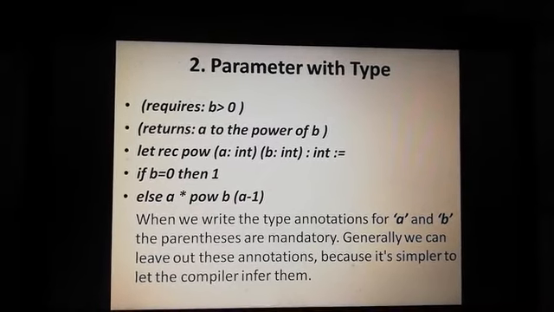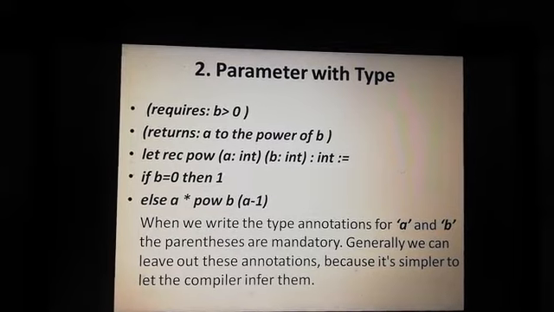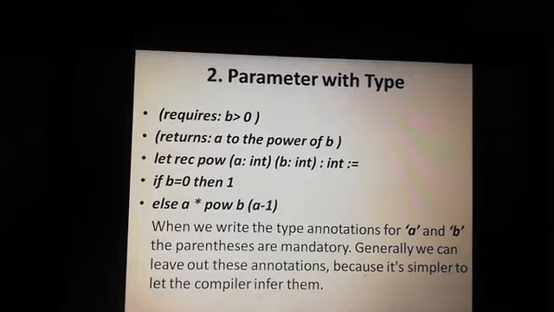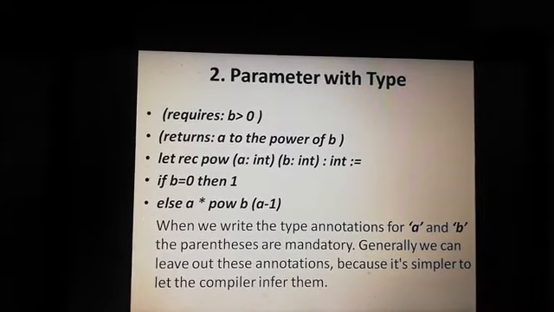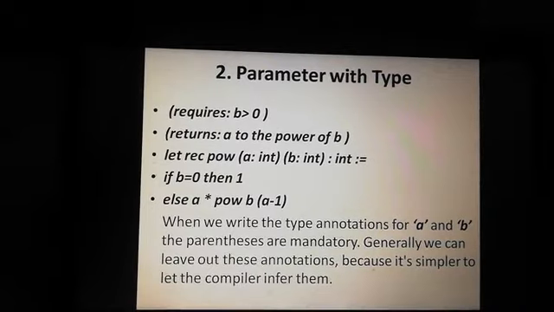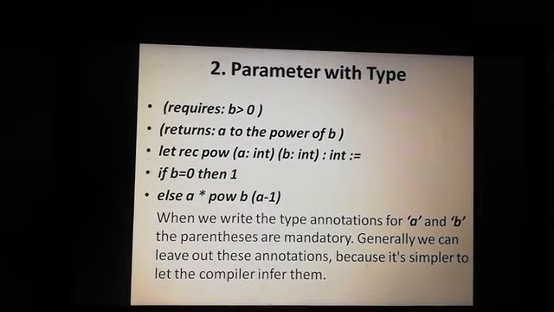Each and every one of the statements, when we define that a and b, we have explicitly given that these variables are of integer type. We have mentioned that in the program itself. This is called parameter with type.